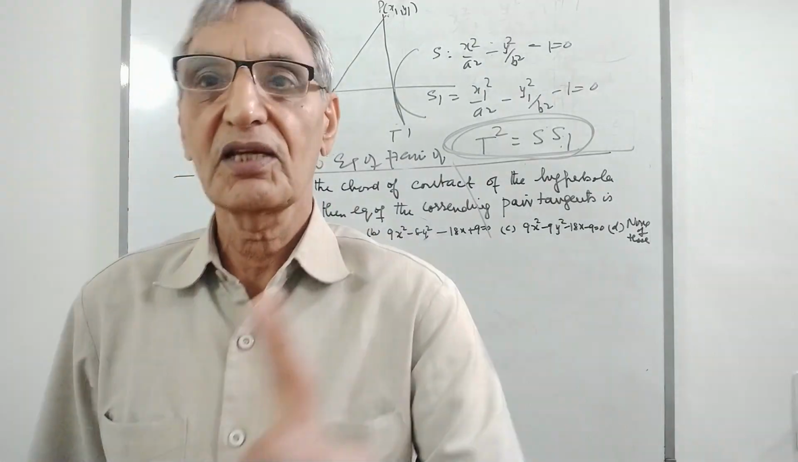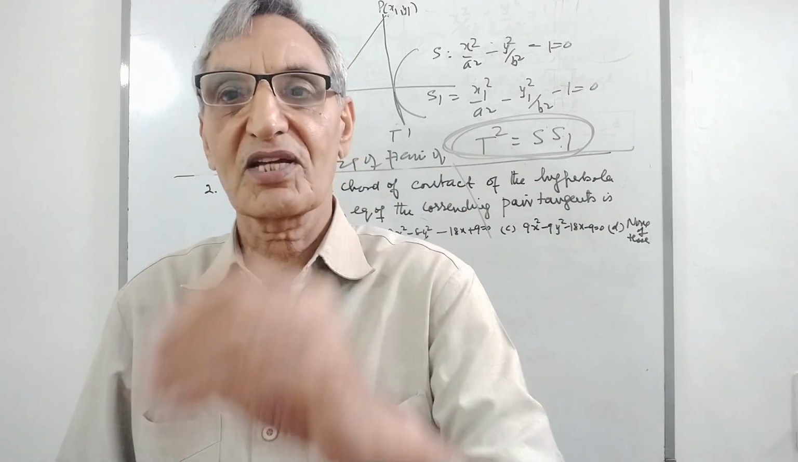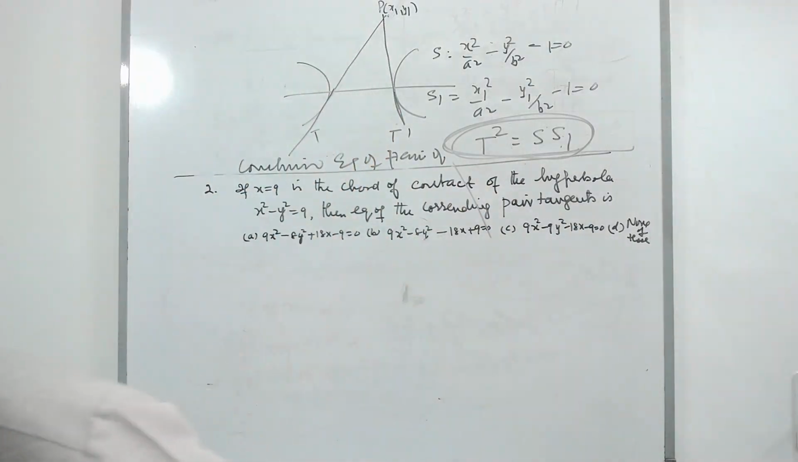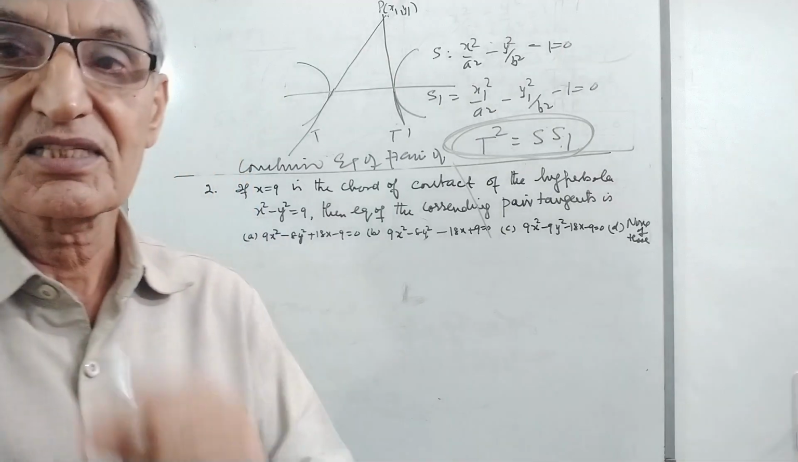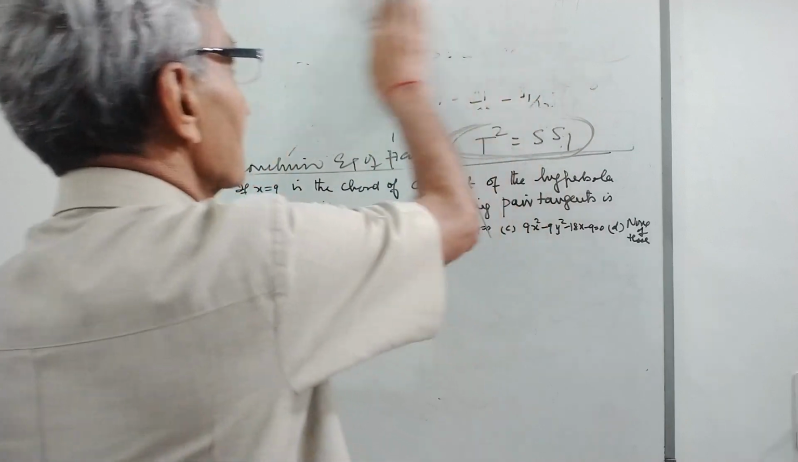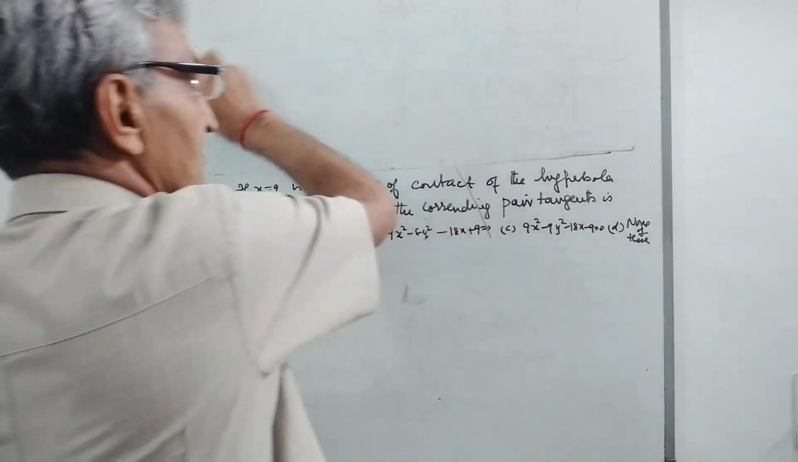It is true in all the conic sections: T squared is equal to S into S1, where T is the tangent equation. I am going to use this now quickly in this question. Let's see how this question needs it. Let's read the question and understand what it says.